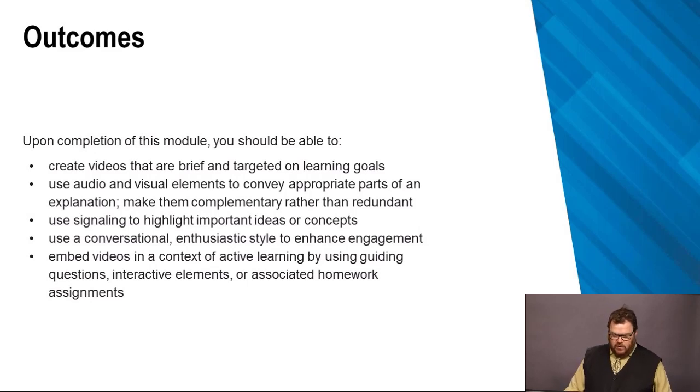So our outcomes for this video are quite important. So we're going to be looking at some of these quite important aspects of video production: how to make your videos brief and how to target them on learning objectives, how to use audio and visual elements effectively to convey your meaning and make them engaging, signaling within your video, getting you better accustomed to the conversational style, which is important in your video presentations, and then how to get the video into this active learning context within your online learning space. So those are your outcomes.